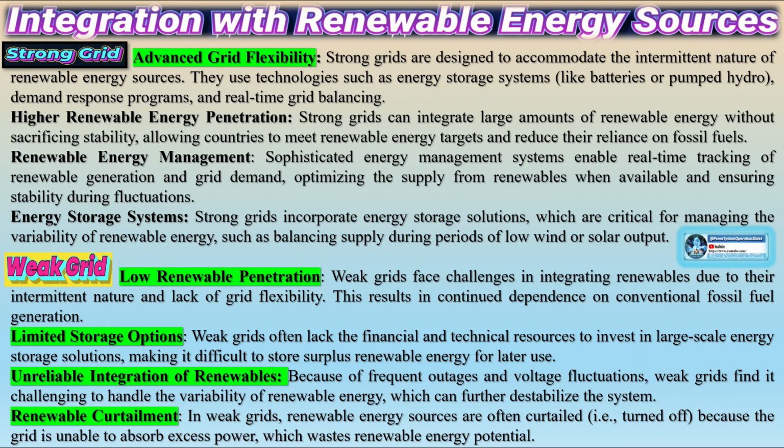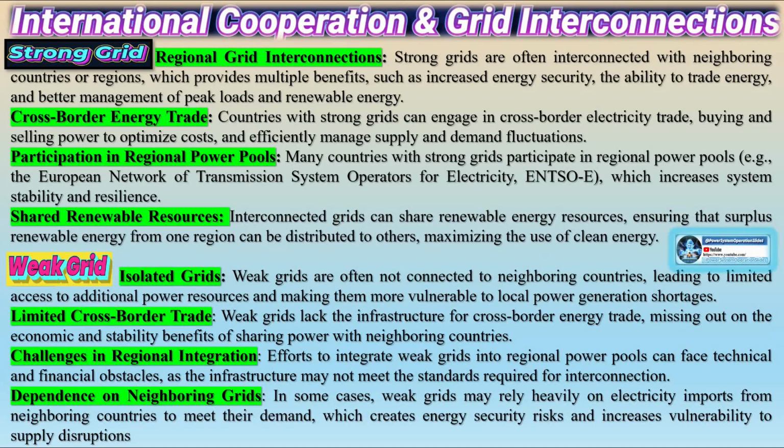Weak grids often experience significant voltage swings, leading to equipment damage, inefficient energy use, and even power outages. Weak grids may not have the technology or resources to continuously monitor and control voltage and frequency. Manual interventions or outdated relay systems are more common, increasing the risk of instability. Due to limited infrastructure and fewer technologies in place, weak grids struggle to cope with variations in demand, renewable energy integration, or even minor faults.